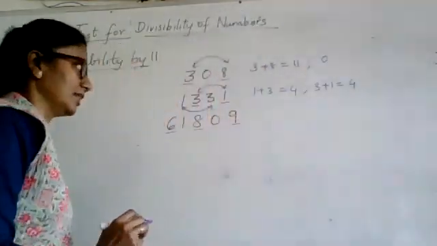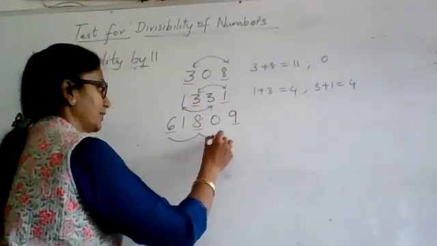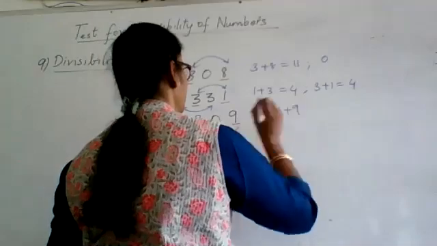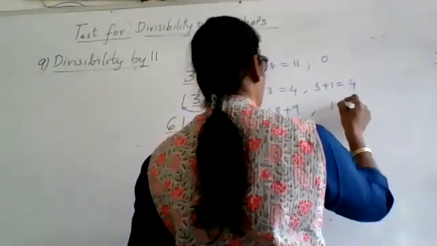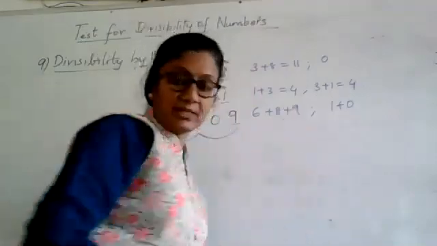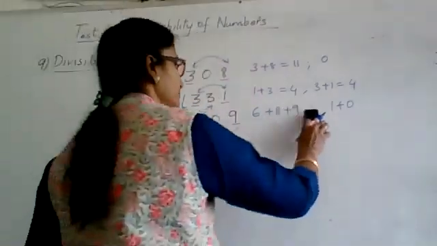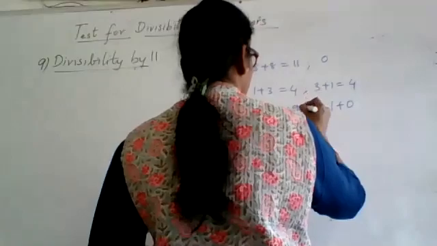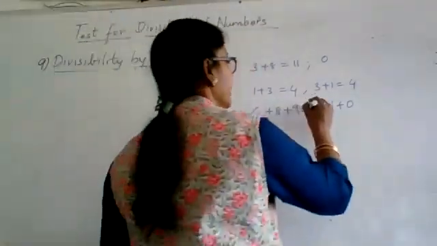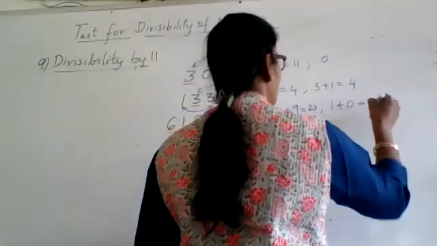Then coming to the third number, I add the alternate digits. That means 6 plus 8 plus 9. And in the second place, I add 1 and 0. So what am I getting here? 6 plus 8 plus 9. 14 plus 9 will be 23. And there it will be 1 plus 0, which will be 1.